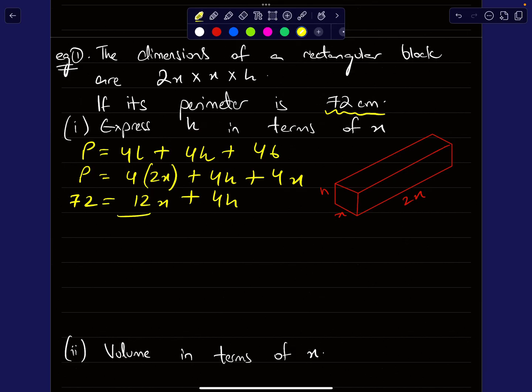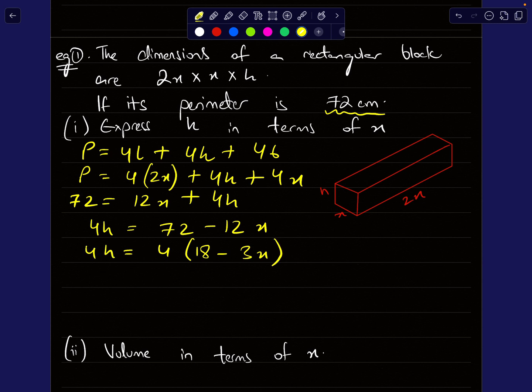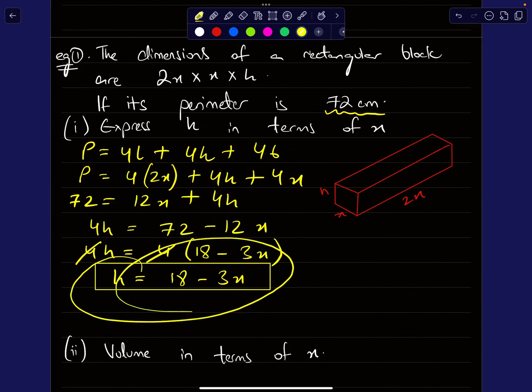So 12x goes there, and we will be left with something like this. Taking 4 common, we'd have 18 minus 3x, and the 4's cancel out. Thus, this is our answer. So h has been expressed in terms of x.